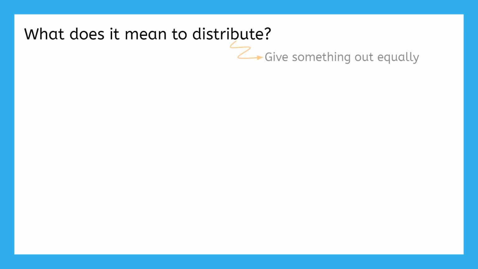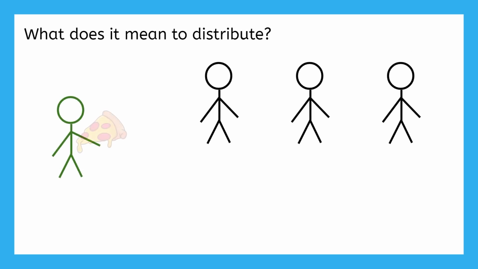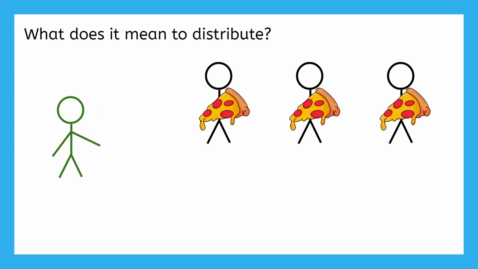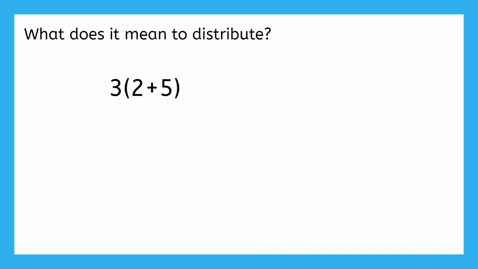Distribute just means to give something out equally. Like at a party, you might distribute a pizza to your guests so that everyone gets a slice. When we talk about distributing in math, there unfortunately won't be any pizza involved, but we are still talking about giving something out equally. Take a look at this expression, for example.